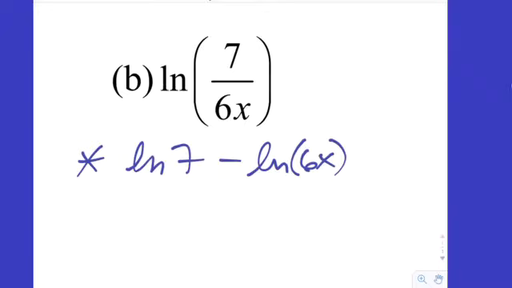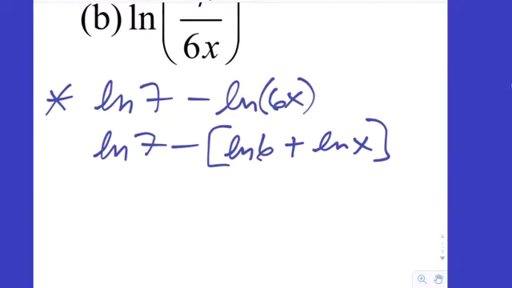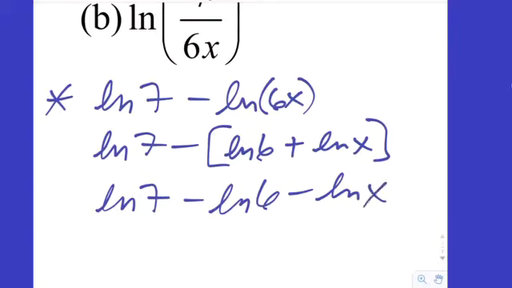So if it says to expand, you want to completely expand it. We can actually expand the second term even more. Now you got to be careful when you're expanding behind a negative sign. You need parentheses because you're going to turn it into 2 terms. That becomes the natural log of 6 plus the natural log of x, right? Because we're multiplying 6 times x, so it becomes natural log of 6 plus the natural log of x. But because they were behind a negative sign, we now have to distribute, and we get minus the natural log of 6 minus the natural log of x.